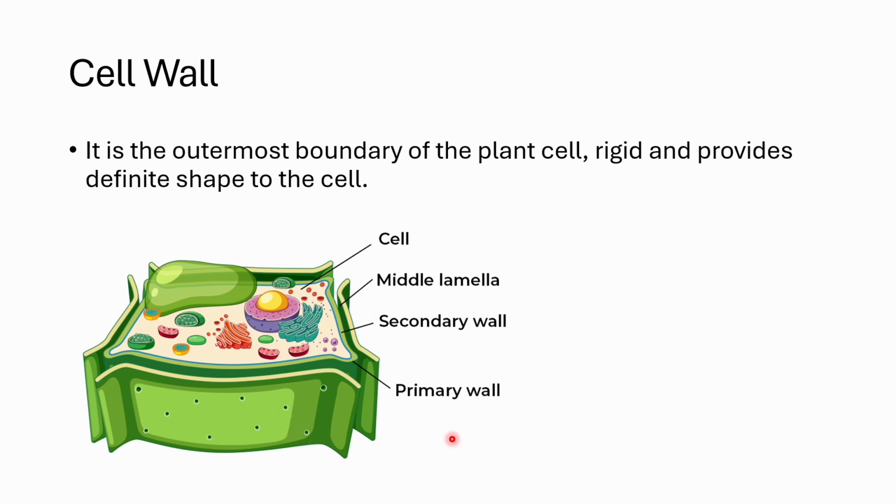Till now, the research says that all the organisms having animal cells do not have a cell wall. It is the outermost boundary of the plant cell. It's rigid and provides a definite shape to the cell. That's why it's called cell wall, and it's rigid. And you see plants are also kind of rigid because their building block is rigid.